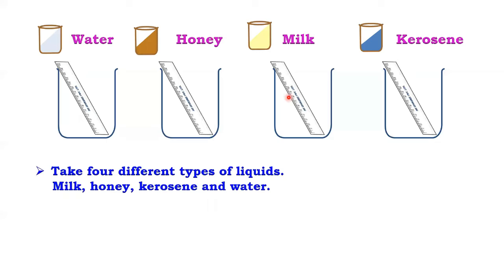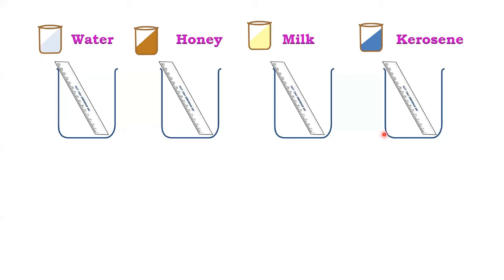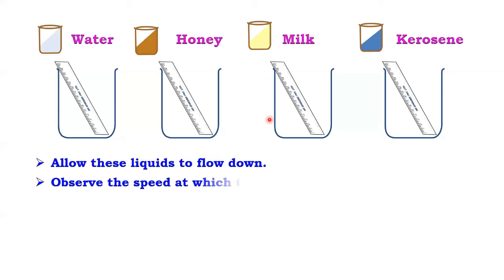Okay, so we have water, we have honey, we have milk, we have kerosene over here. We'll try to pour into each of the containers. Allow these liquids to flow down. Observe the speed at which they come down. If you look at the speed of all of them, you will see they are all at different speeds. Tell me, which will be the slowest? That will be honey. And which will be the fastest? That will be kerosene. So it depends upon the thickness of the liquid how easily it can flow.